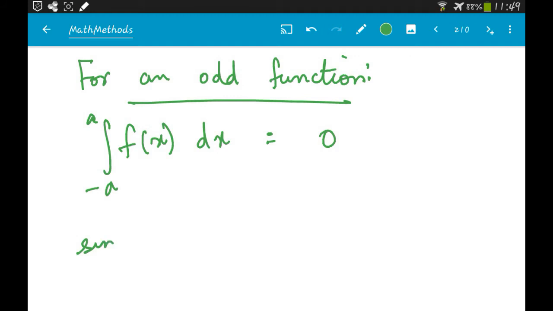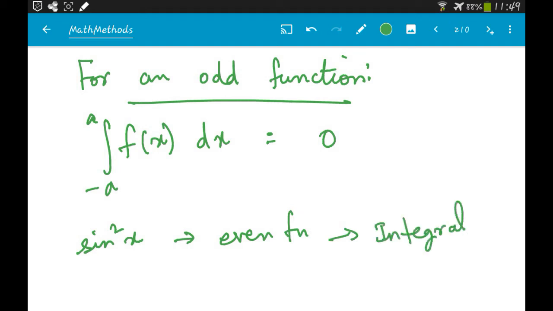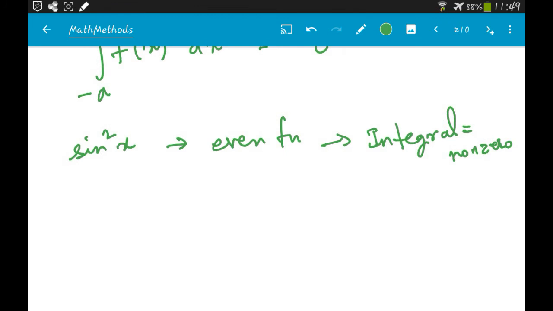Since sine square x is an even function, the integral is non-zero between minus a to a. If it was an odd function, it would have been 0.